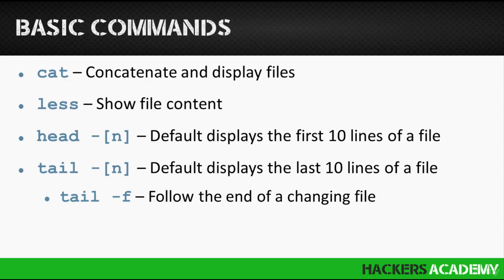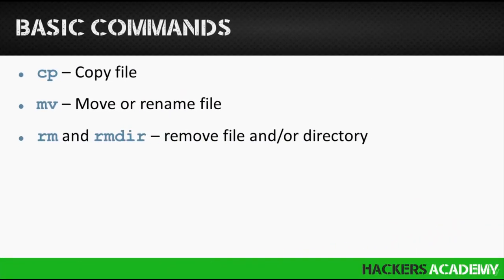tail -f tells me to follow the end of a changing file. So if it's a live file, if it's changing while I'm looking at it, I can use the tail -f. The cp command stands for copy file. mv is move or rename file. rm and rmdir are for removing files and or directories.